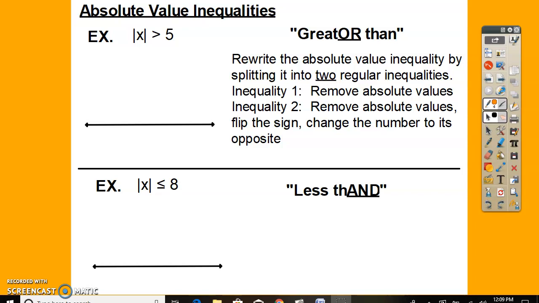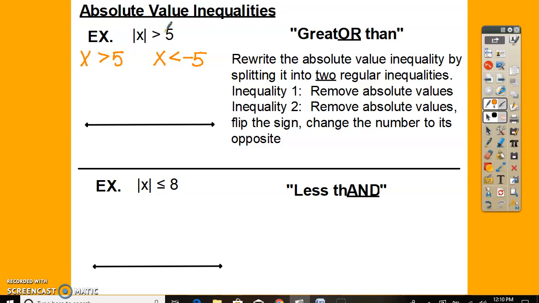So my first inequality is going to be x is greater than 5. So it's going to match the original, but without the absolute value bars. Then our second inequality, I need to, again, take out the absolute value bars. So it's just going to be an x, but now I'm going to flip the inequality sign and change the sign on the number. So now I'm dealing with x less than negative 5. So I flipped the inequality symbol and I changed the sign to the 5 to be a negative.